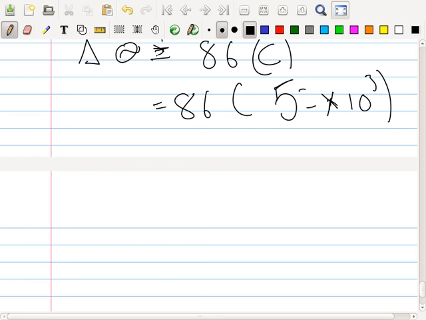86 times 5 times 10 to the 3. So this is how much energy Jingdong requires. Did you put the 86? Yes. And 5? I want the full number. So what is it? 430,000. That's how much energy Jingdong needs to increase his temperature 1 degree.